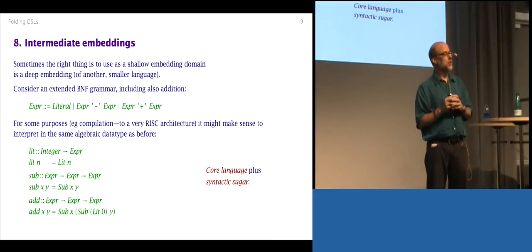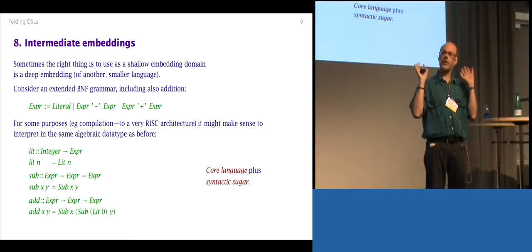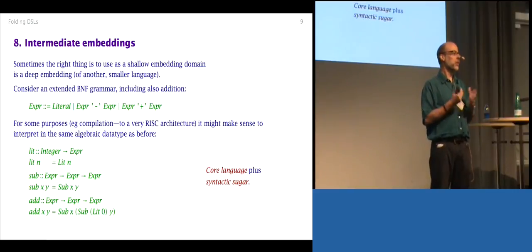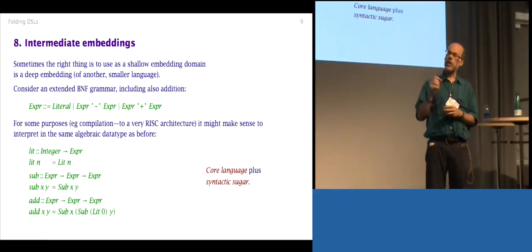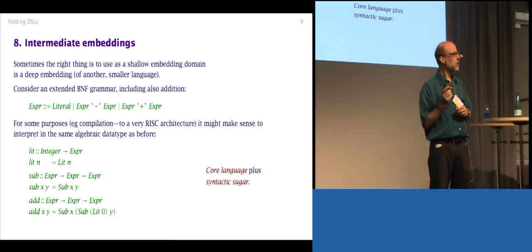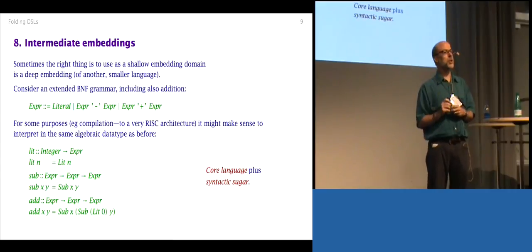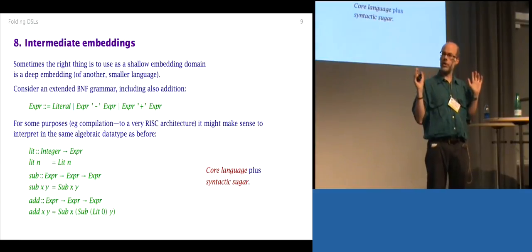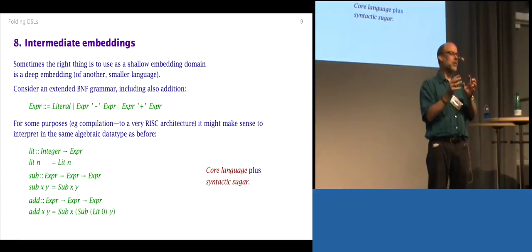That's a nice way to design your DSL, because you implement the core once, and that's the thing you have to do the back end for, but then you provide nicer syntax for people writing programs in your DSL. But that also fits this pattern here. The semantic domain in which you do the interpretation is another algebraic data type. It's not the deep embedding of your DSL. In fact, it's a deep embedding of a different language, of your core DSL, if you like.